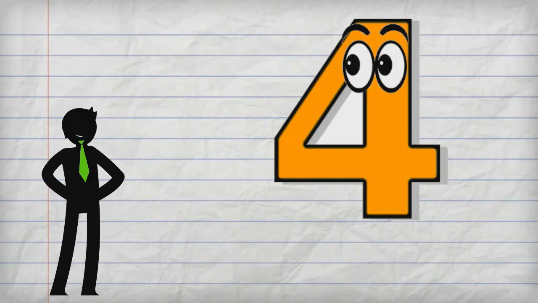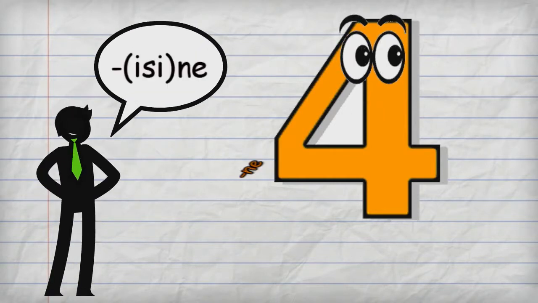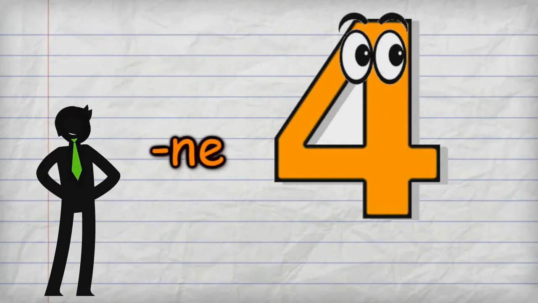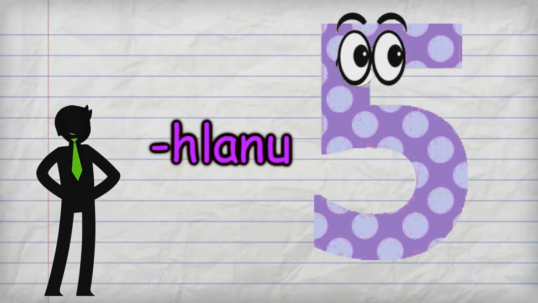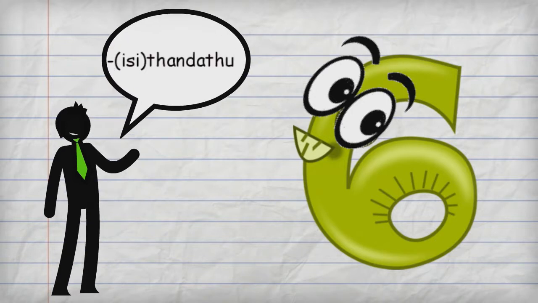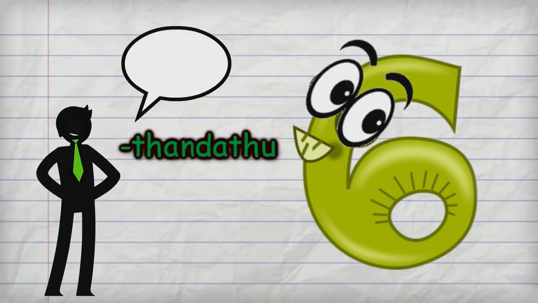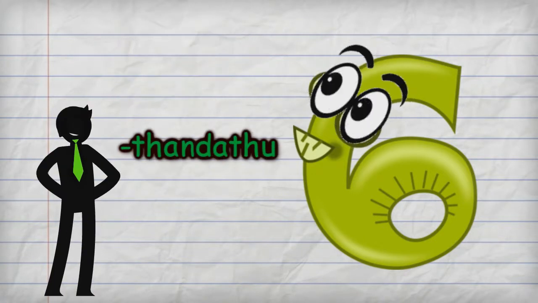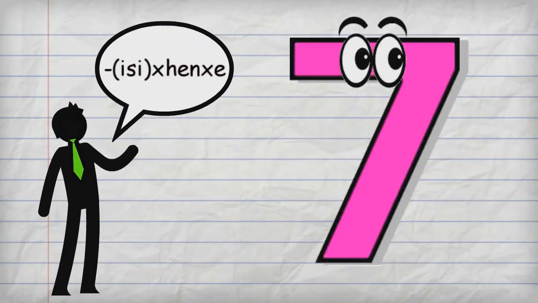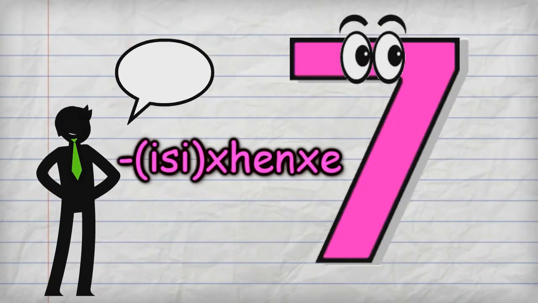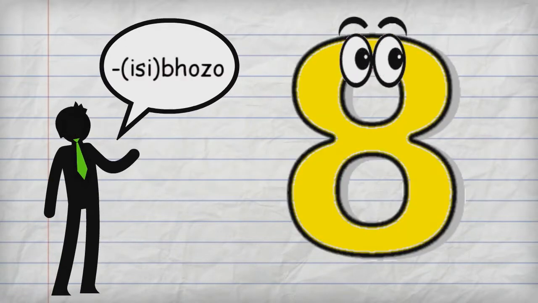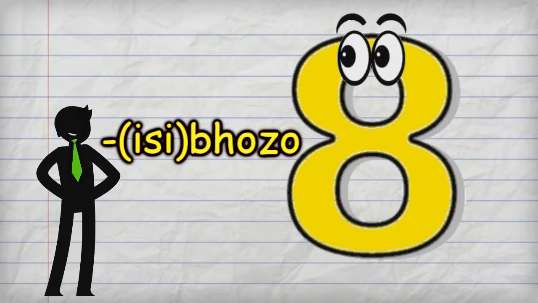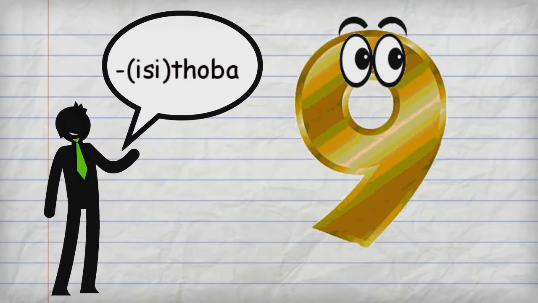And what is 4? Ne. And 5? Klano. What is 6? Tandatu. And 7? Sikrenke. And 8? Sibozo. And 9? Sitoba.